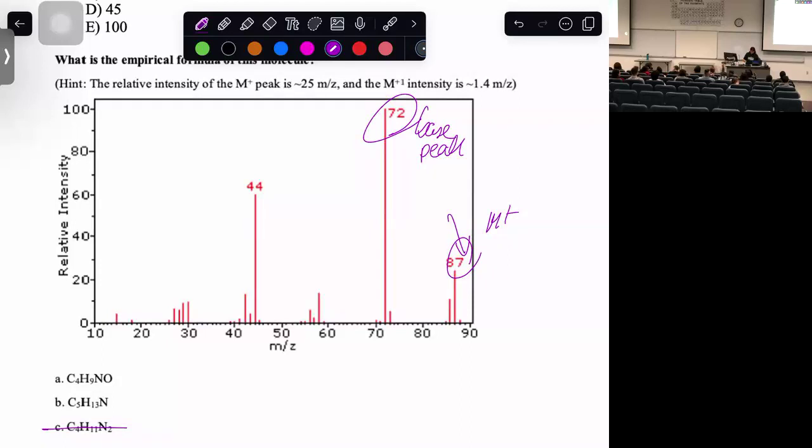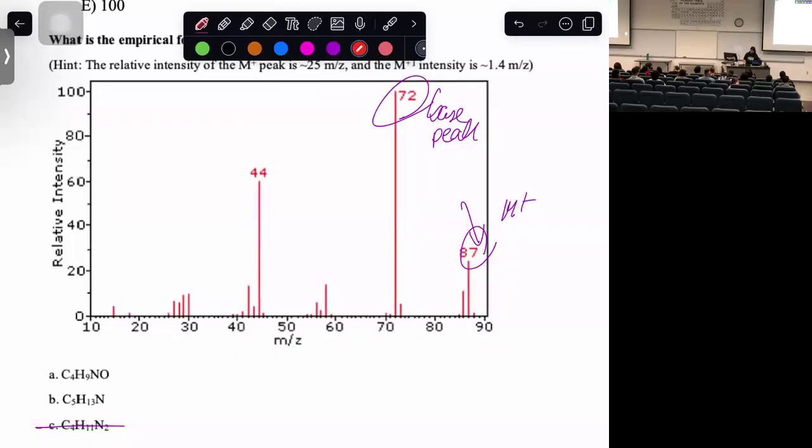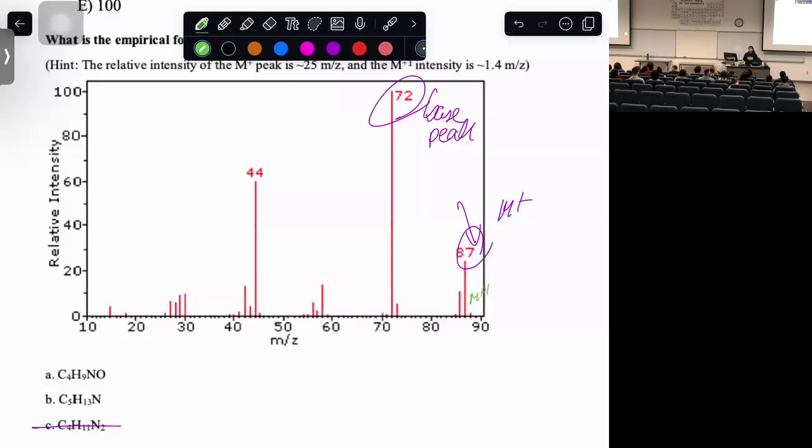So I can automatically start discarding option C because that's the one that has an even number, 2 nitrogens in there. Now I'm between A and B, a 50-50 shot. So the next thing I'm going to look for is an M+1 and M+2 peak. Do I have an M+1 peak? Yes. Do I have an M+2 peak? No. So what does that mean? No oxygen present. So that means the answer choice was B.